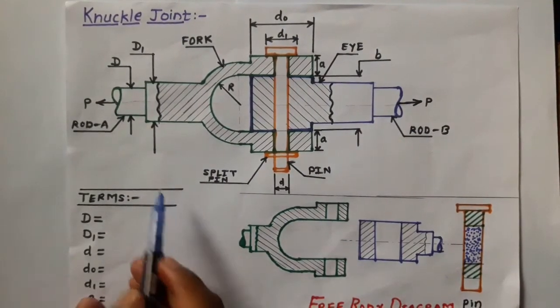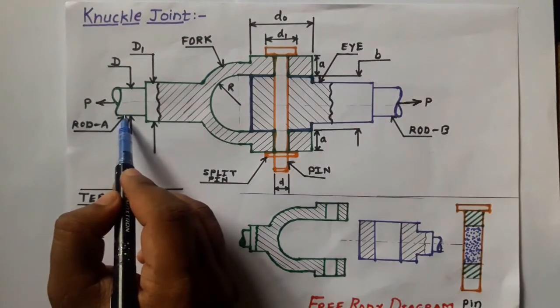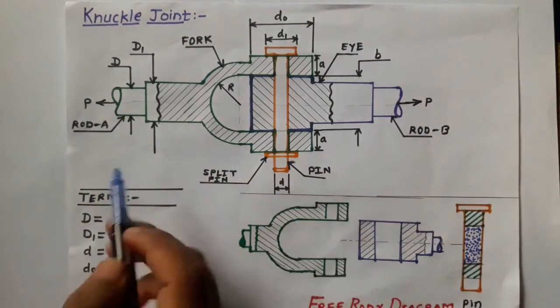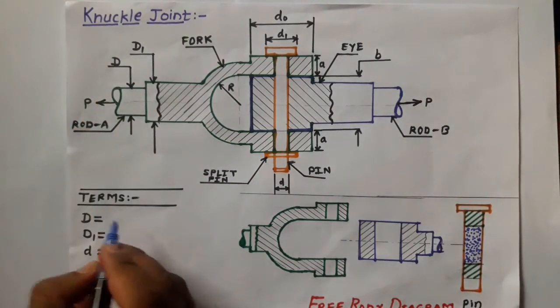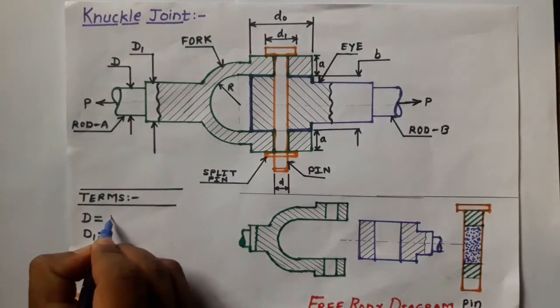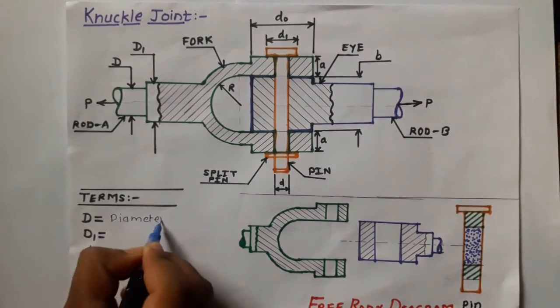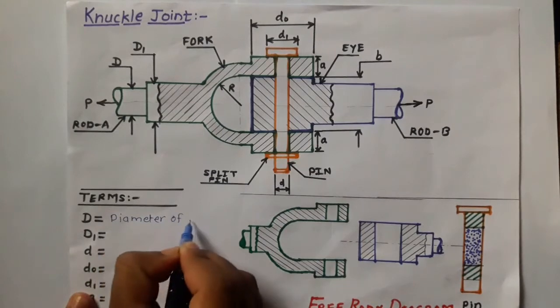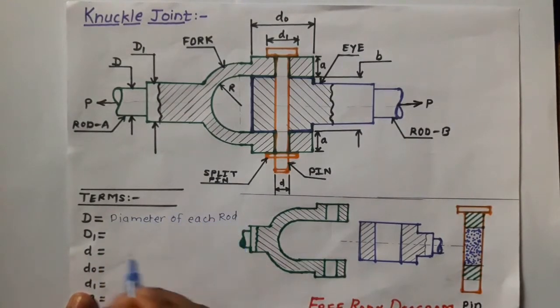So here first is the rod diameter. The rod diameter of rod A and rod B is the same, which is denoted by this capital D. So I can write here capital D is the diameter of each rod. It is in mm.